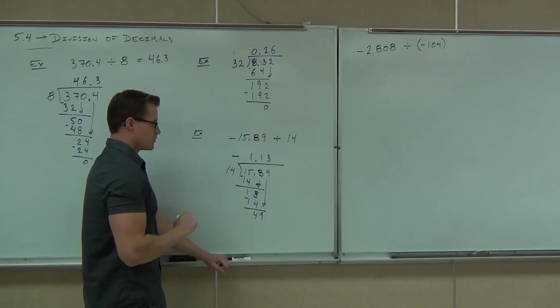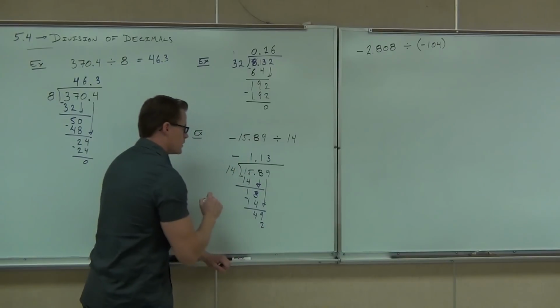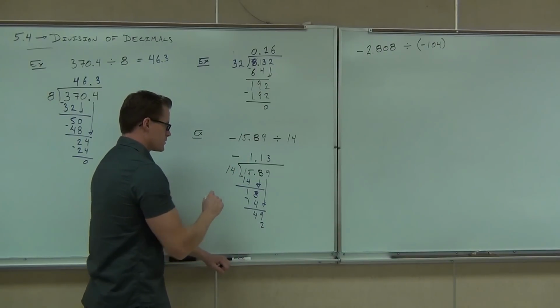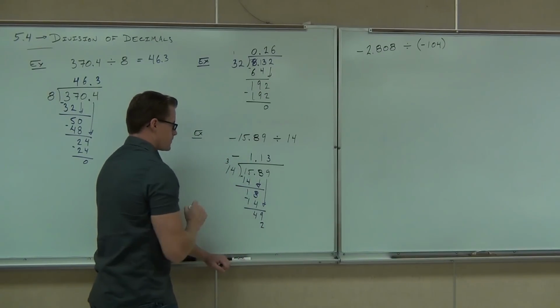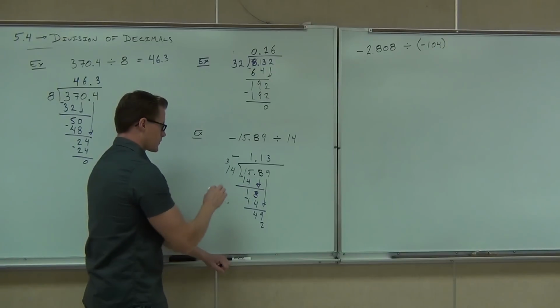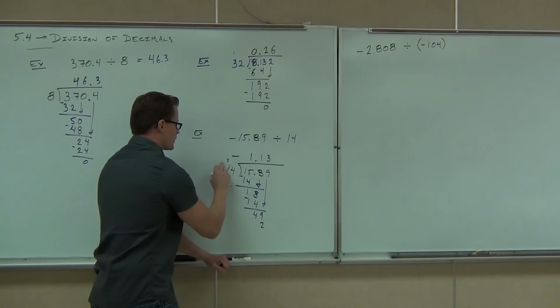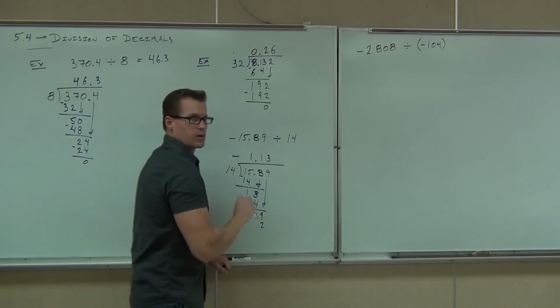3 times. But wait a second. I think it's 4. 4 times? No, that'd be 50. No, 3. You can have a remainder. No. Isn't it if it goes over you add a 0?